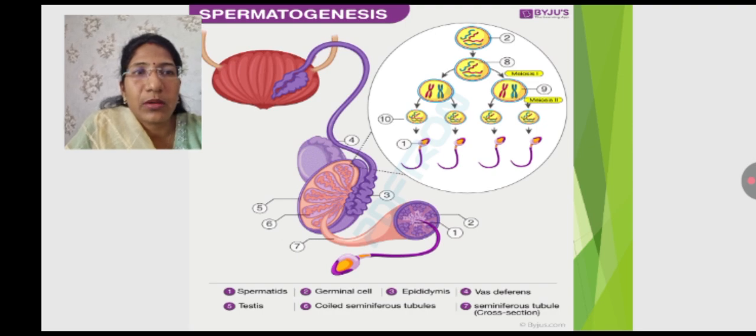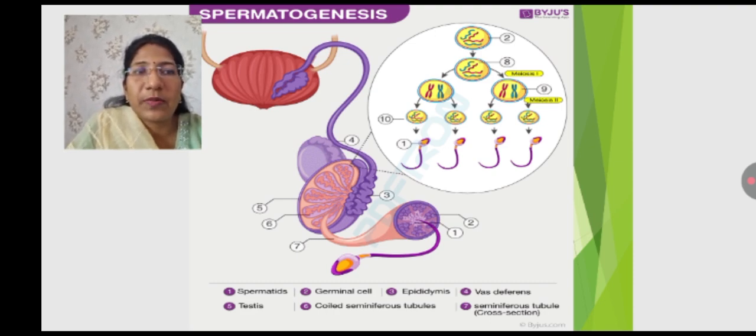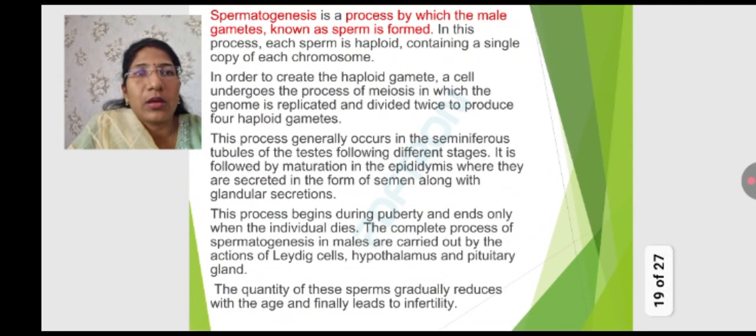The third is the epididymis, then the fourth is the vas deferens, then the fifth is the testis, and the sixth is the coiled seminiferous tubule. This is how many you have seen in your diagram. Then the seventh is the tube-like cross section of the seminiferous tubules.